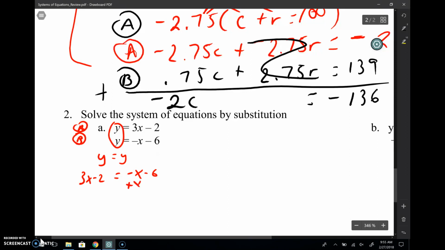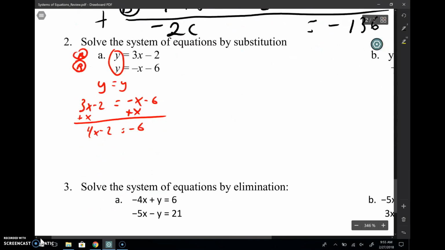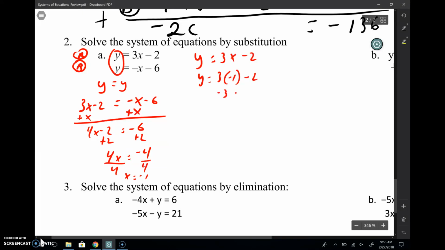I'm going to go ahead and add x to both sides. I get 4x minus 2 is equal to negative 6. Add 2, I get 4x is equal to negative 4. Divide both sides by 4, x is negative 1. And now that I have x is equal to negative 1, I'm going to go back up to the top here, and I'm just going to write y is equal to 3x minus 2, and then substitute that negative 1 back in to find y. 3 times negative 1 is negative 3, minus 2, y is negative 5.